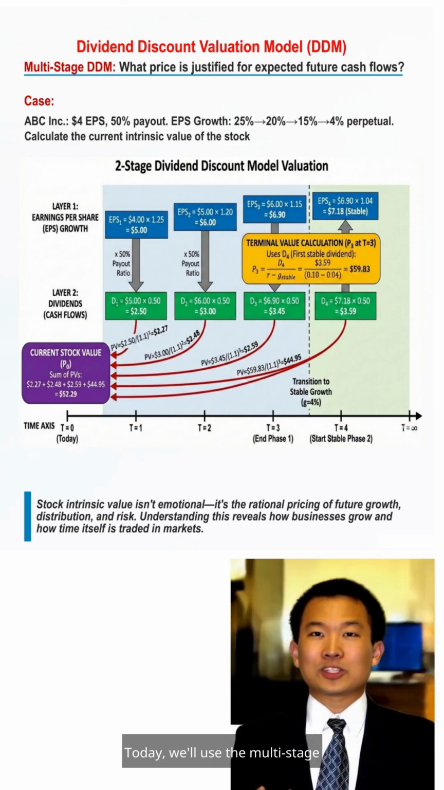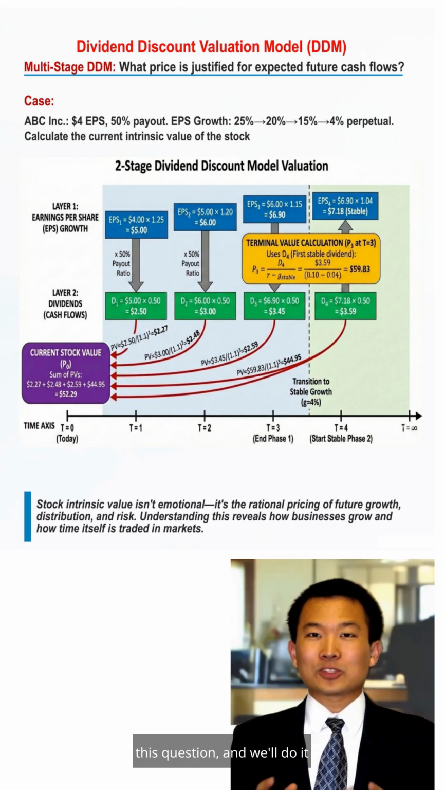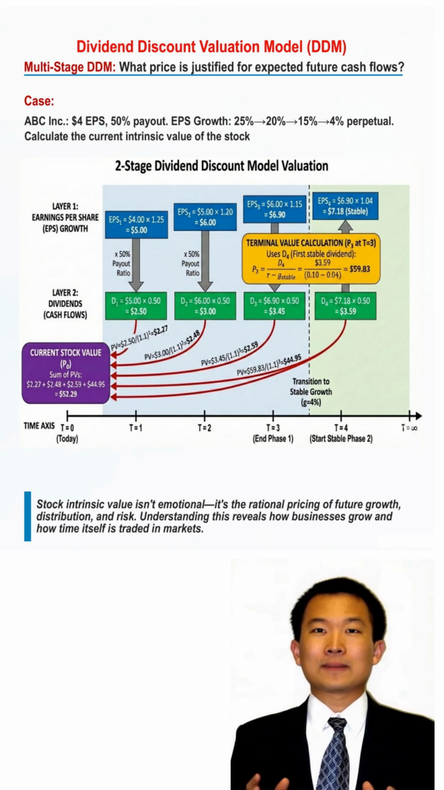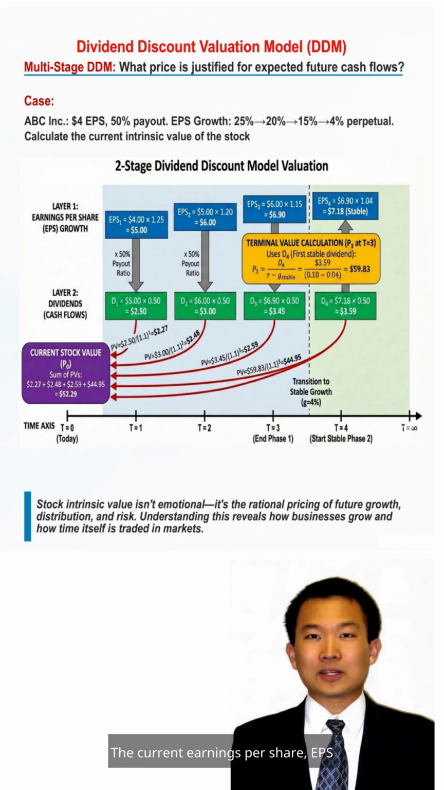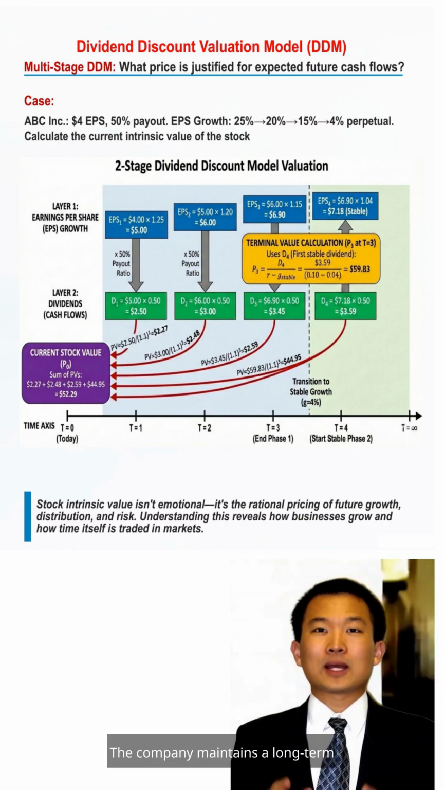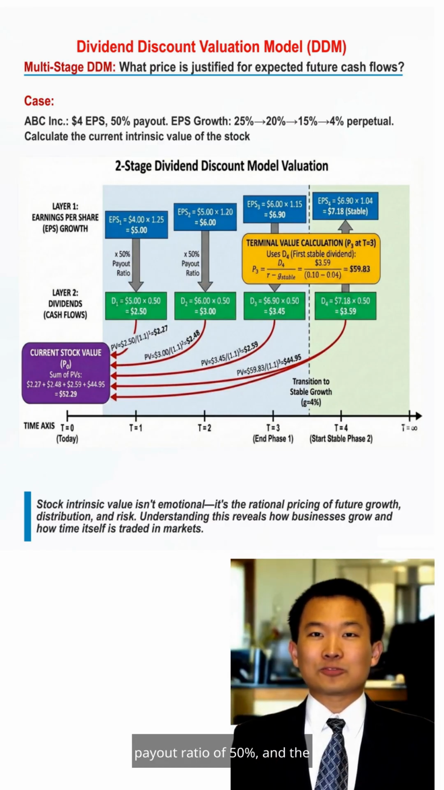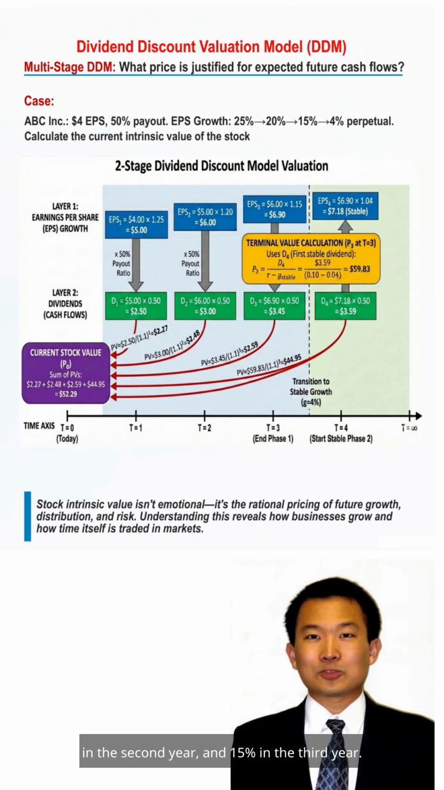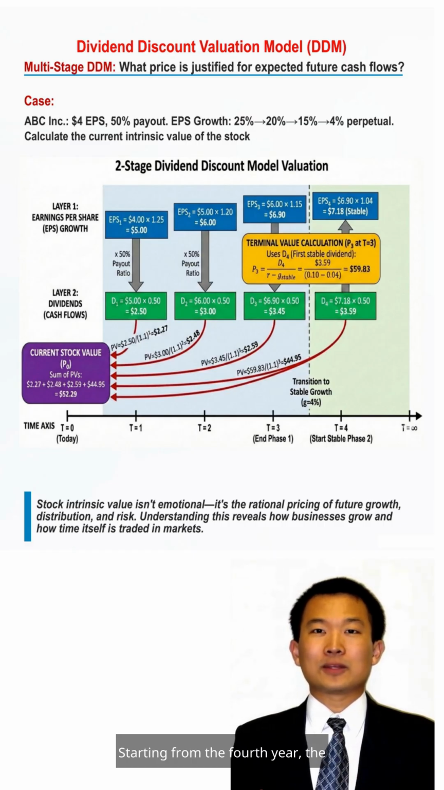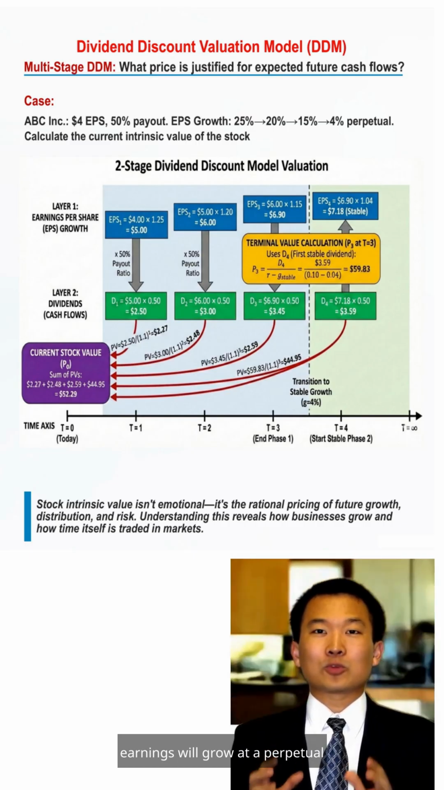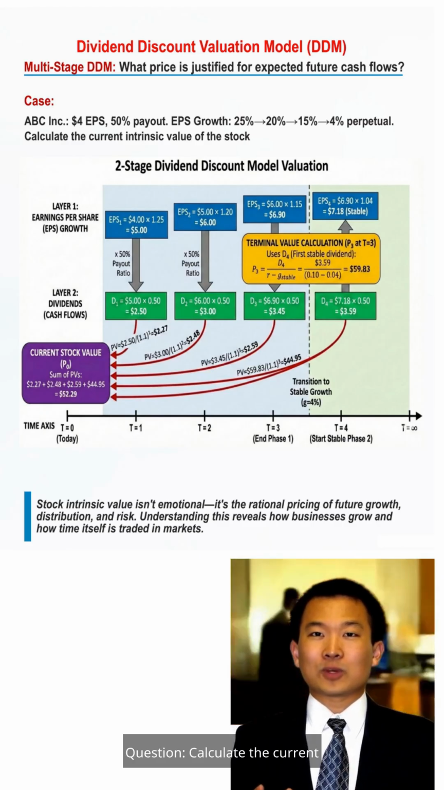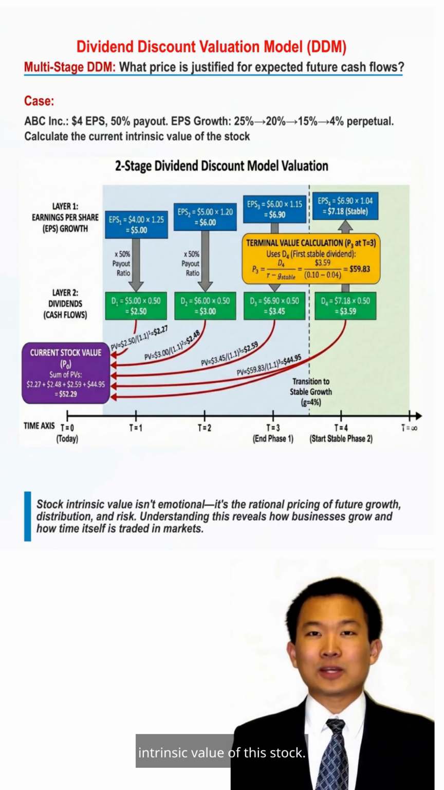Today, we'll use the multi-stage dividend discount model to answer this question, and we'll do it using the truly efficient solve-to-learn approach from corporate finance. ABC Inc. The current earnings per share, EPS 0, is $4. The company maintains a long-term payout ratio of 50%, and the expected earnings growth is as follows: 25% in the first year, 20% in the second year, and 15% in the third year. Starting from the fourth year, the company enters a stable phase, and earnings will grow at a perpetual rate of 4%. The required rate of return for investors is 10%. Question: calculate the current intrinsic value of this stock.